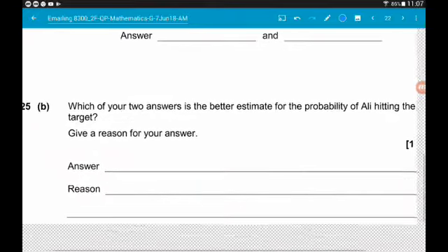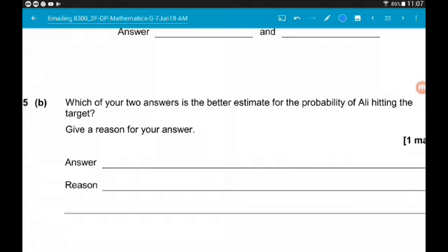Okay, then part B says which of our 2 estimates is the better estimation for the probability of Ali hitting the target. So it's 22 out of 30. The reason being, he threw the darts more times in total.